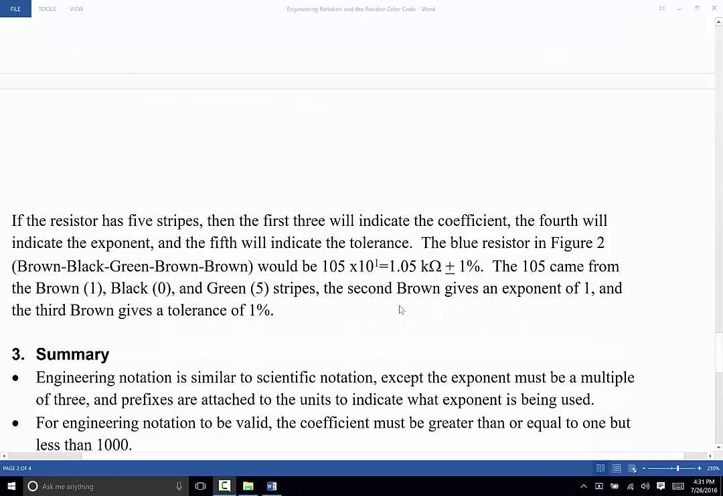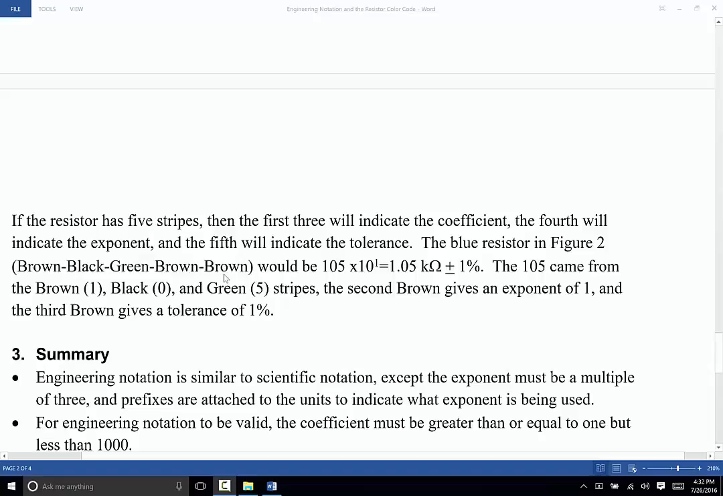If the resistor has 5 stripes, as the second half of figure 2 does, the first 3 indicate the coefficient. So the blue resistor in figure 2, which has color pattern of brown, black, green, brown, brown, is going to correspond to the coefficient. So if I look those up, brown is 1, black is 0, and green is going to be 5. So this is 105 times 10 to the brown. Well, 10 to the brown is 10 to the 1. So this is 105 times 10 to the first power, or 105 times 10, which is 1.05 kiloohms.